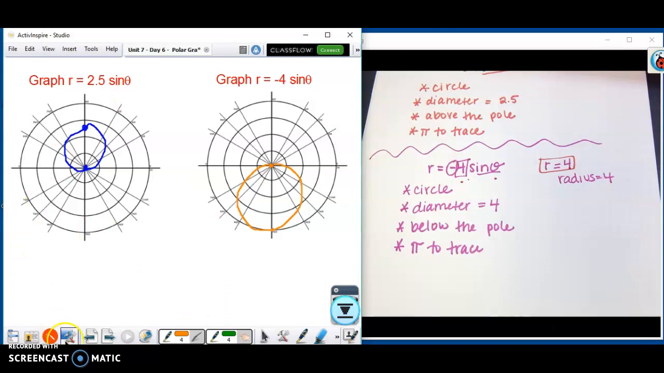Alright, so circles was our first shape. Our next shape we're going to be doing are rose curves. And I think I'm going to save rose curves for the last video.